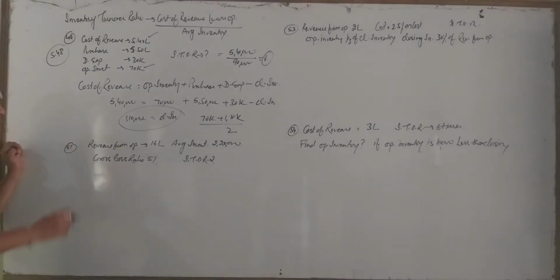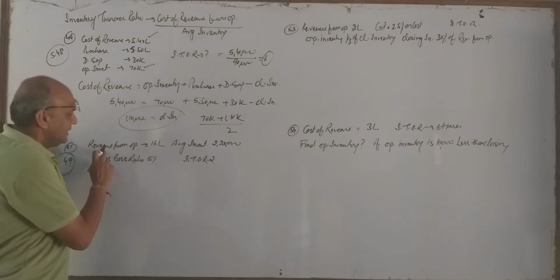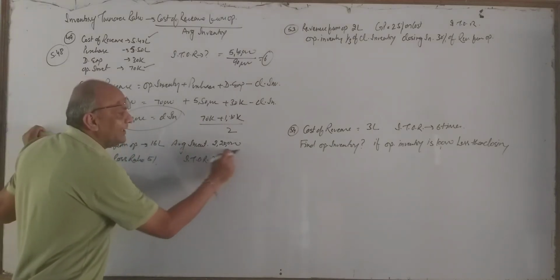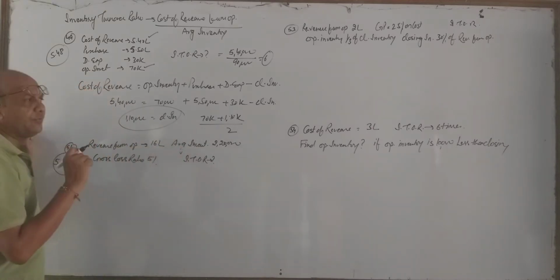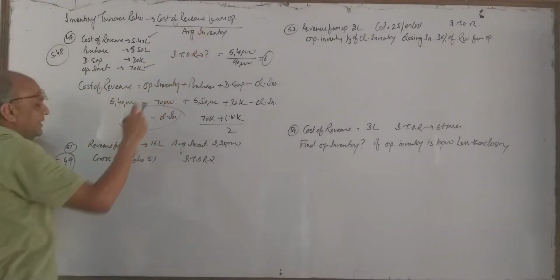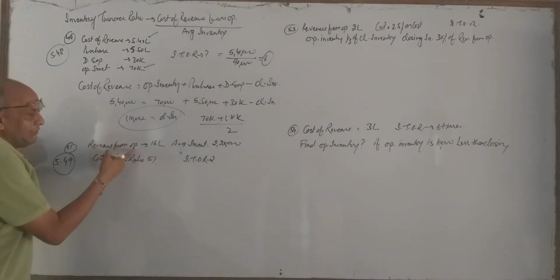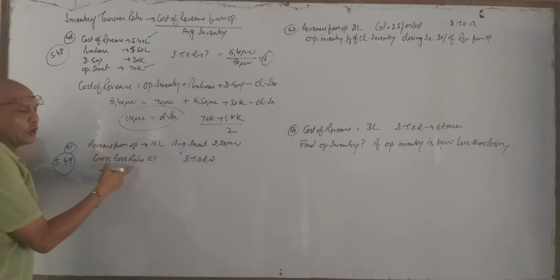The next sum, illustration number 51, the same page number 5.49. We are given revenue from operation 16 lakh. Average inventory is automatically given, 2,20,000. We don't have to find it. This figure is already given. Now what is not given? Cost of revenue is not given. Here we are given revenue from operation and gross loss ratio.